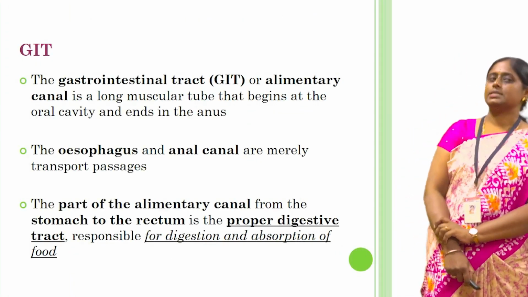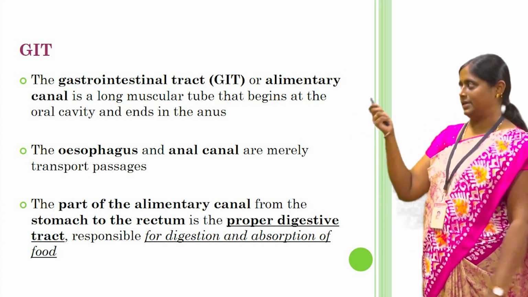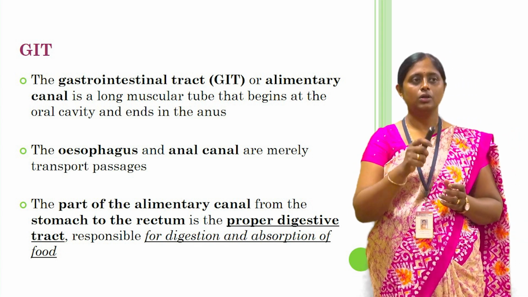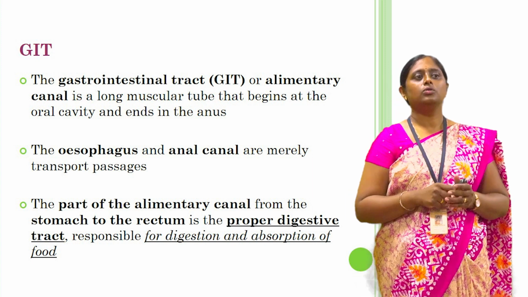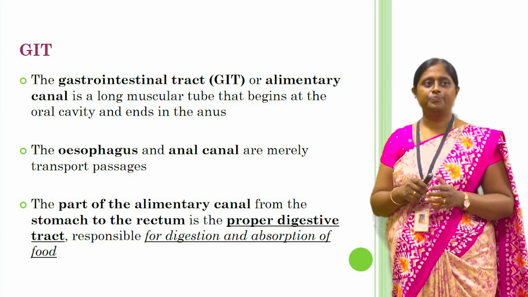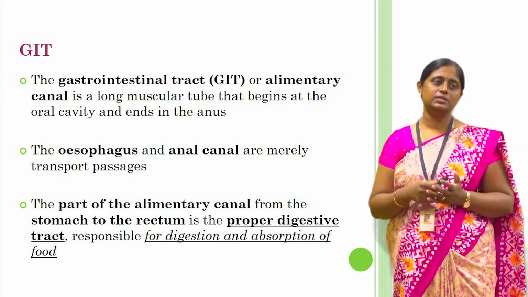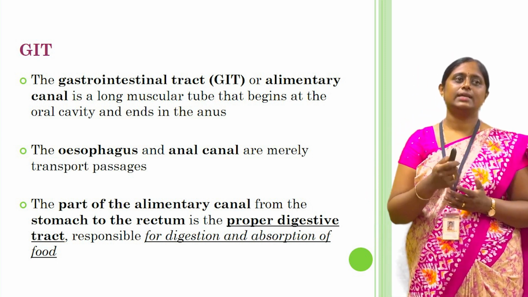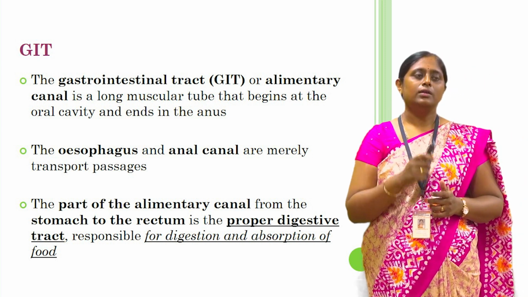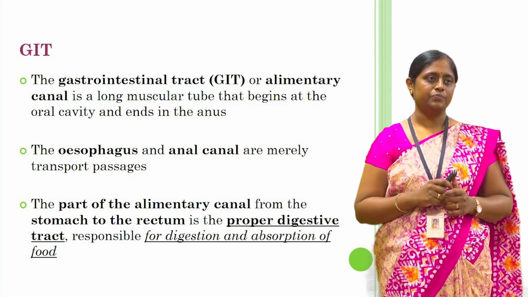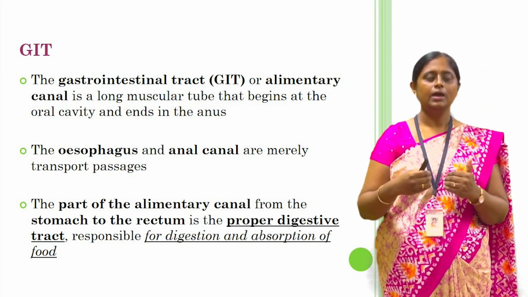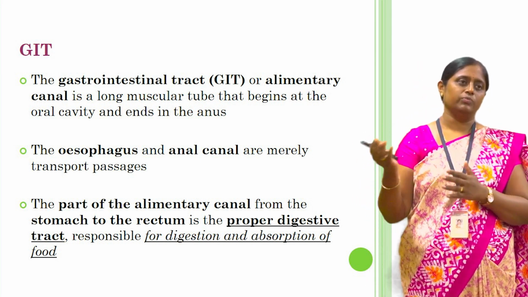So initially we'll be discussing what actually is the gastrointestinal tract. The gastrointestinal tract is also called the alimentary canal, which is a long muscular tube that begins at the oral cavity and ends in the anus. So the gastrointestinal tract consists of the oral cavity, the esophagus, stomach, the small intestine, large intestine, rectum, and the anus. The esophagus and the anal canal are called the transport passages. They are only used for the transportation of the food material that we take in, and the anal canal to remove the digested material from the body.